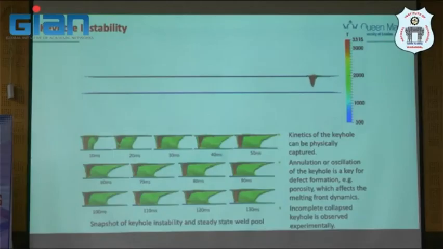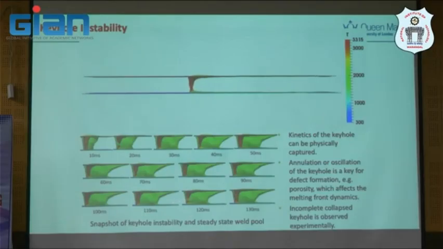And then what is the keyhole instability? If we investigate the keyhole a little bit more, if I take a snapshot, there will be some incident every 10 milliseconds. I would say 10 milliseconds for additive is too long; we're talking about microseconds in additive. I just want to show you that the kinetics of the keyhole can be physically captured.